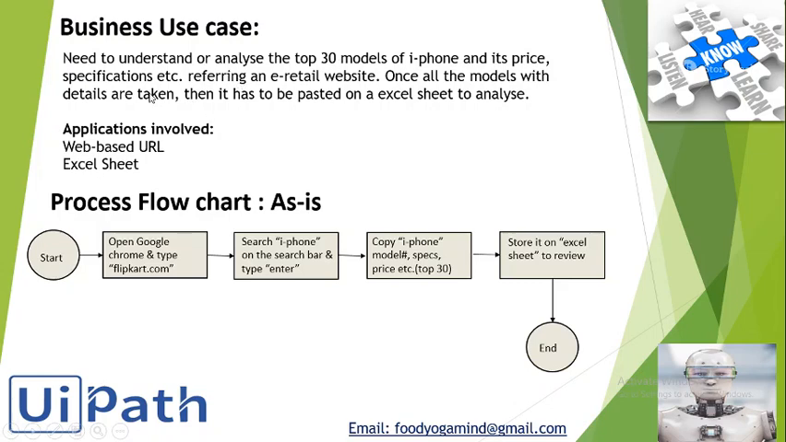I'll explain it, so don't worry if you don't understand this yet. The bot will open a browser, type Flipkart, search for iPhone, and extract the various details available there. It will extract the top 30 details, and once it has extracted them, it will load the extracted report into an Excel file. I'll show you how to do that. These are the applications used.